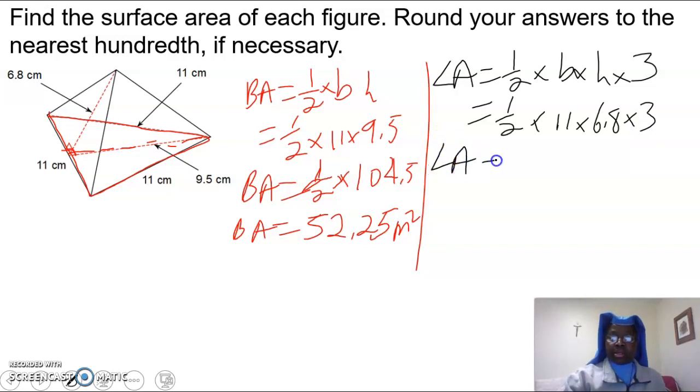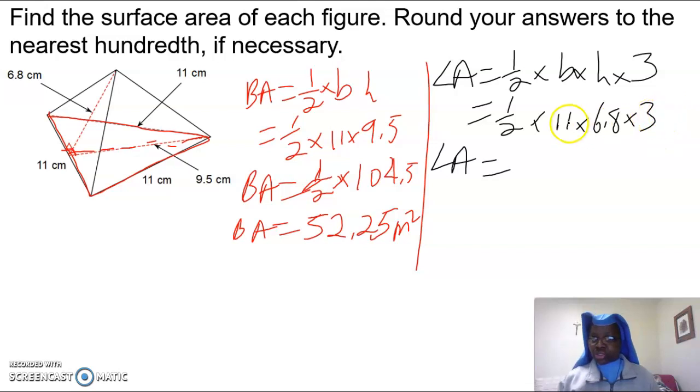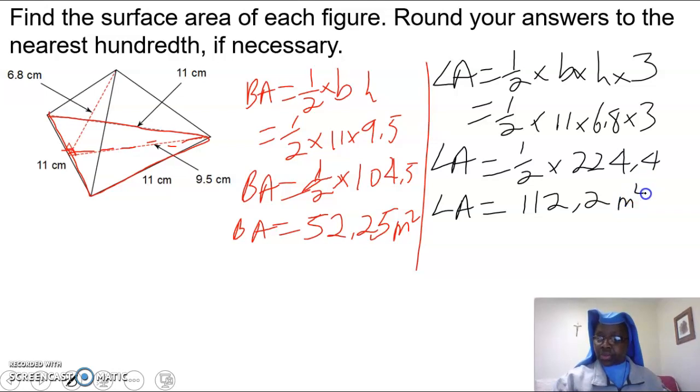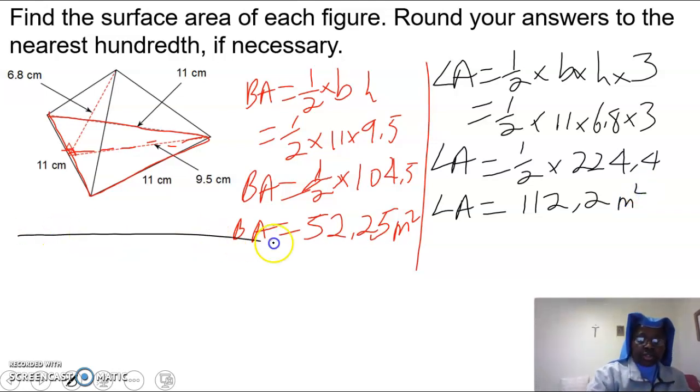Okay, we plug them into the calculator. Everything. This is not 2, so it's not going to cross out. We multiply everything. 1/2 times 2 times 3 times 11 times 6.8, which is going to be 112.2 meters squared. Okay, so the total area then.